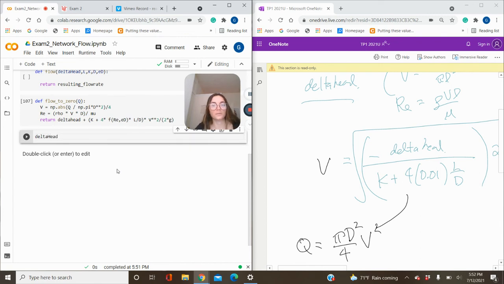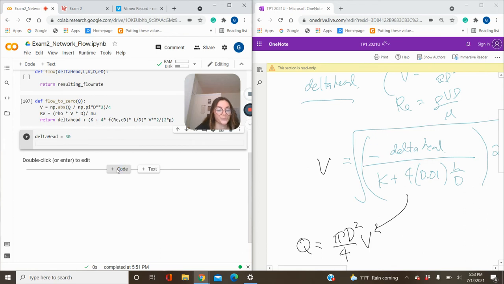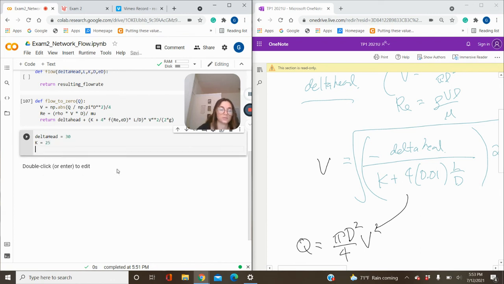But what I was saying was we're going to set some values, just some arbitrary numbers for this equation, just to test out the calculations, see if the code is working. Let's just say delta head equals 30. K equals, we'll just put 25. Do our length as, let's just do 1.0.